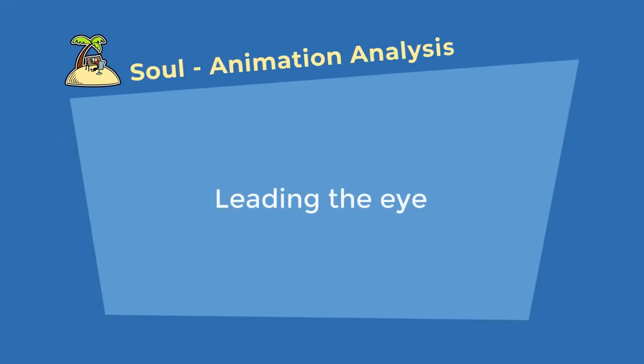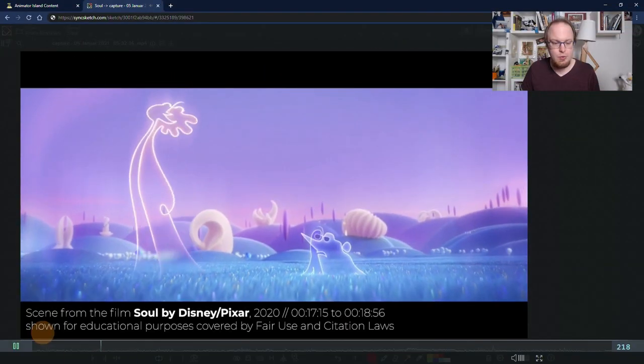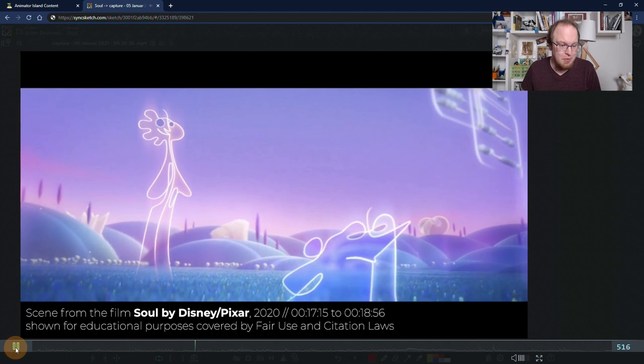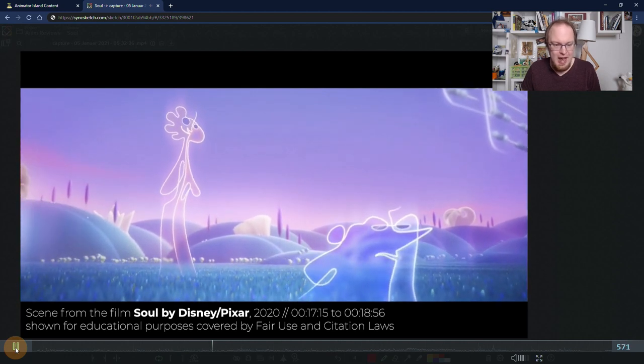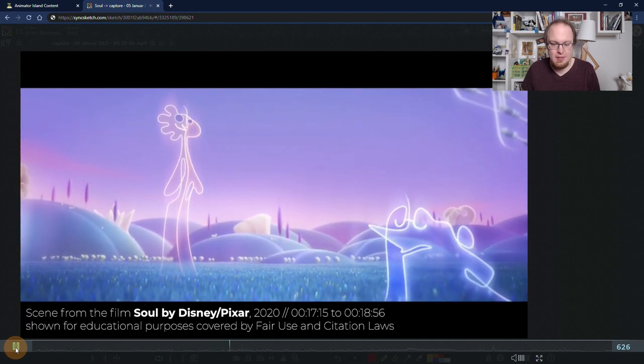One thing that the people at Pixar are also experts in is how to lead the eye, how to have the eye go from one person to another. The most simple thing you can do is to have things happen one after the other.